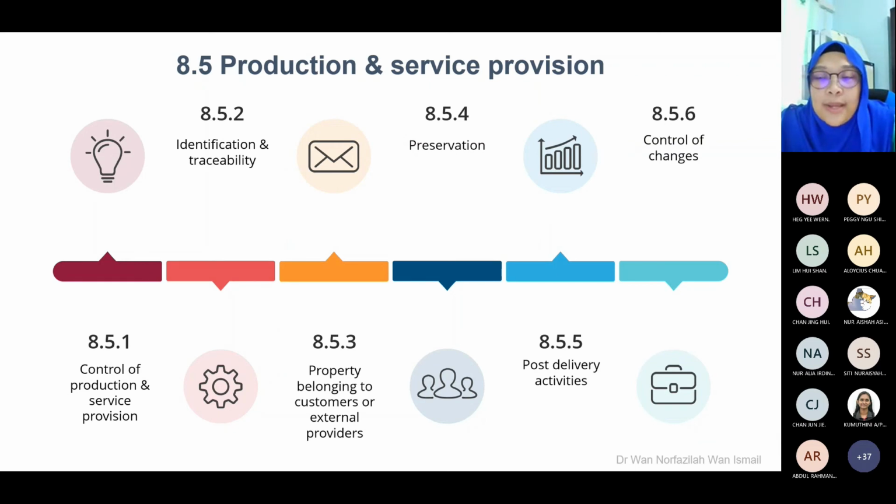Last time you have 10 suppliers and then 2 of them cannot fulfill, cannot comply with your requirement. You want to change supplier, that one you need to control. And this 8.5.6 is connected with the previous clause. Changes, look back to the previous clause where how we control.